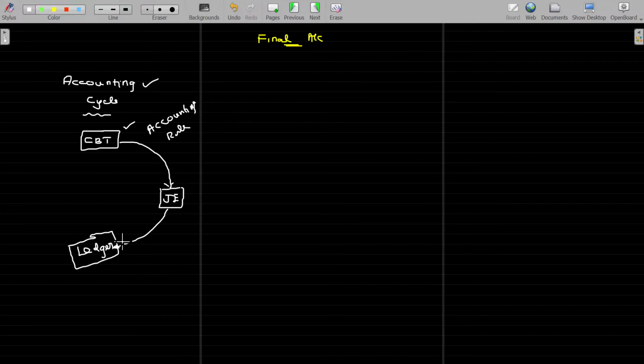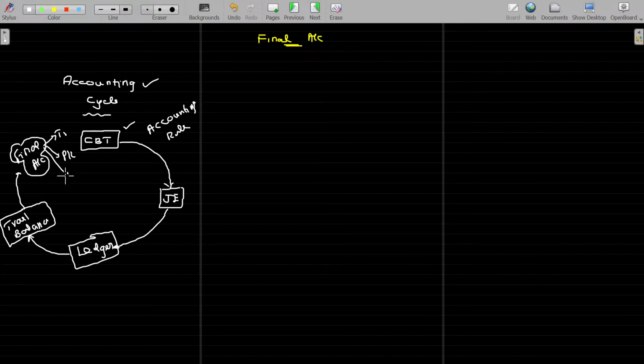After the ledger preparation, we summarize that, which is called trial balance. The balances of the ledger presented as a statement is called the trial balance. From the trial balance, we prepare the final accounts. Final accounts have three formats, three blocks, named as trading account, P&L account, and then balance sheet.